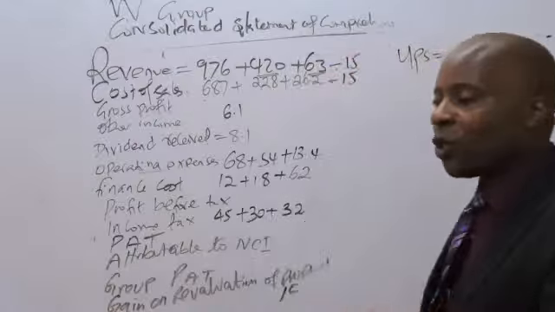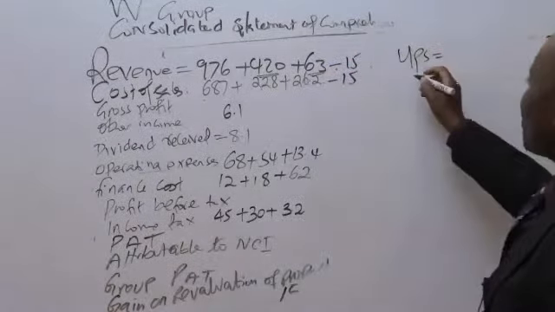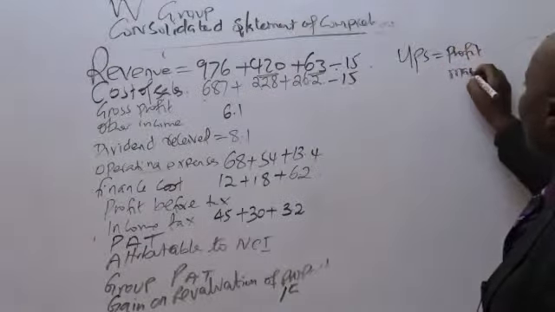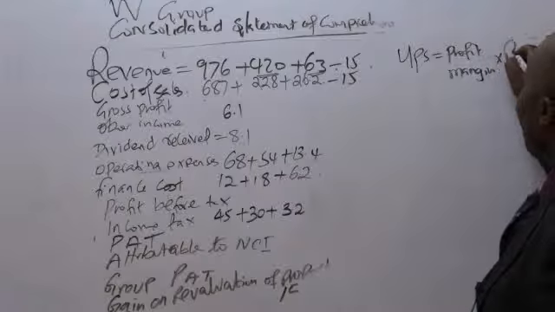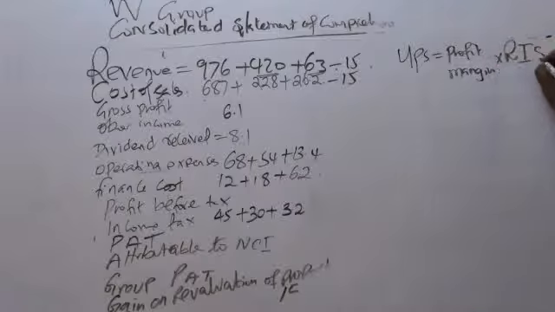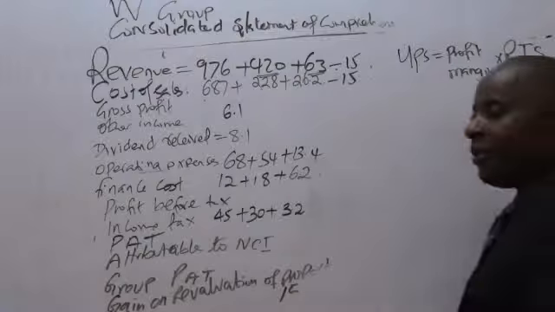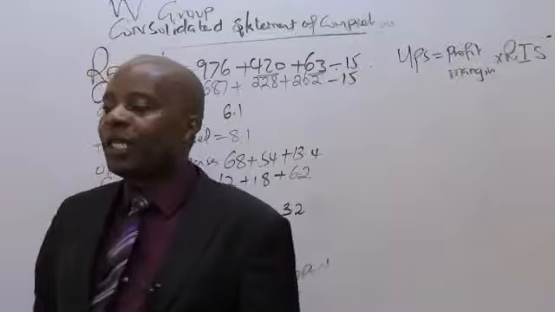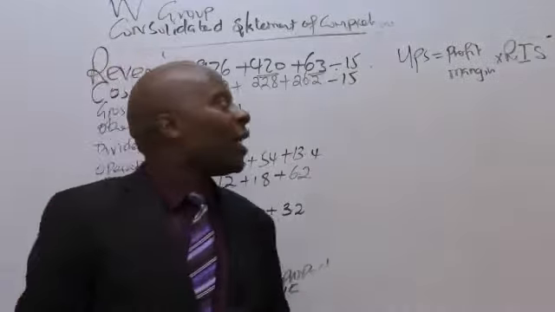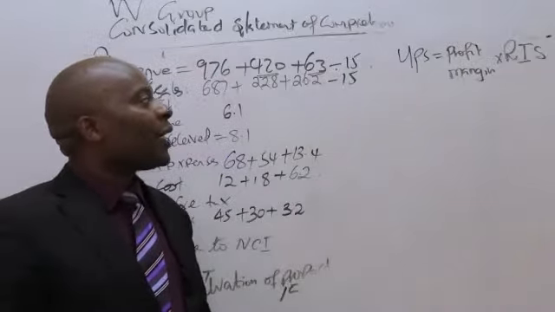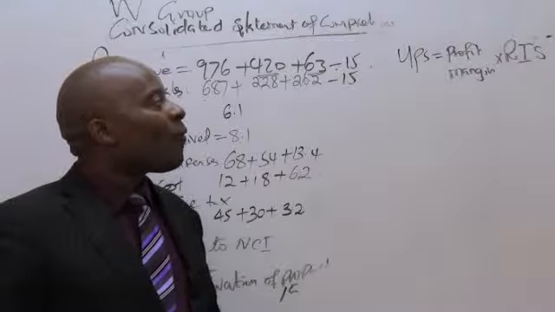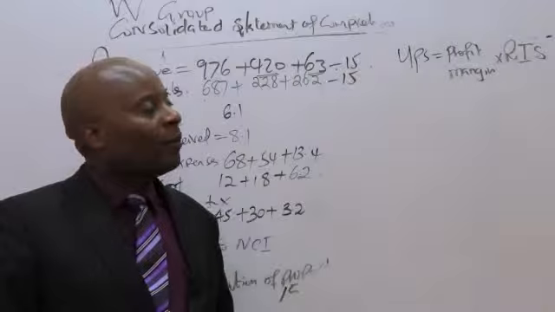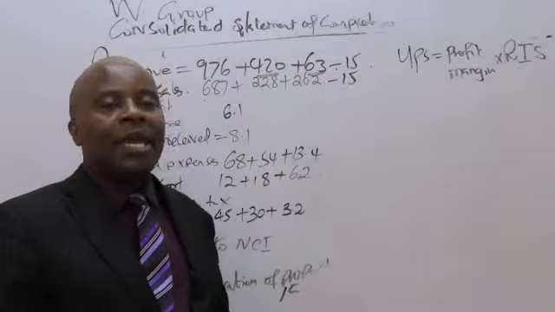As a student who doesn't want to waste time at all, to get UPS, we normally take the profit margin times the remaining intra-sales. So anytime they want me to get unrealized profit, I'll always take the profit margin. Profit margin times remaining intra-sales.